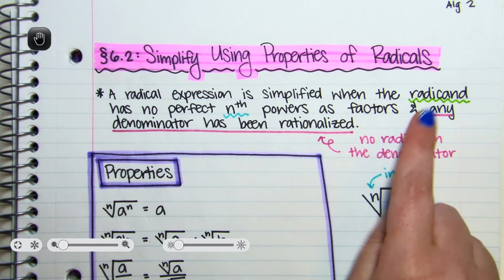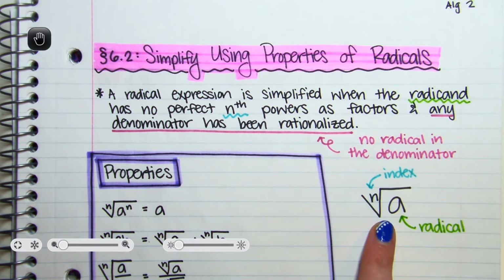Now the stuff that I underlined in green and blue corresponds to when we're looking at this thing. So the nth powers, that's referring to your index. So if it's a 2, that means you don't have any squared terms. If it's a 3, you don't have any cubed terms. If it's a 4, you don't have anything raised to the 4th power, or perfect 4th terms, etc.